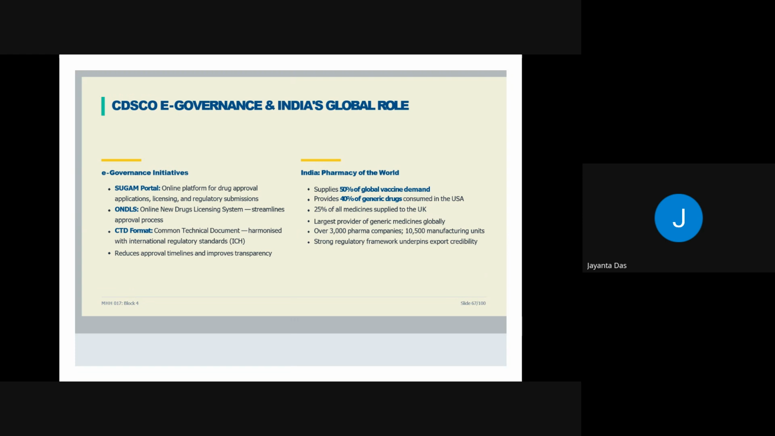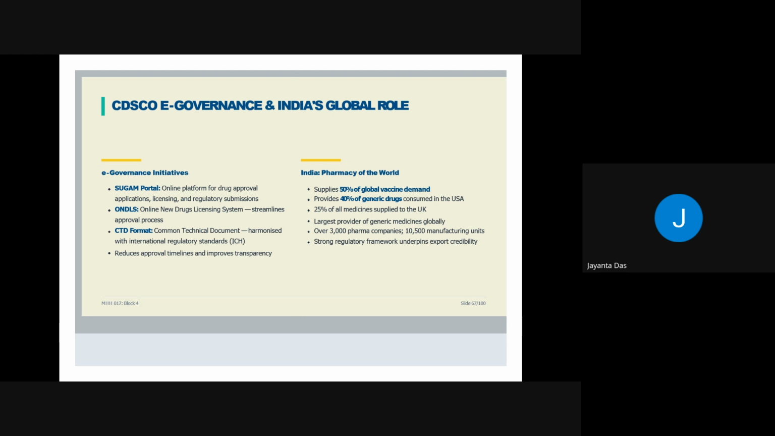The CDSCO e-governance and Indian global role. E-governance initiatives are the Sugam Portal, the online platform for drug approval, application, licensing, and regulatory submissions. ONDLS, that is Online Drug Licensing System, streamlines the approval process. CTD format, that is the Common Technical Document, is harmonized with international regulatory standards. And this reduces approval timelines and improves transparency.